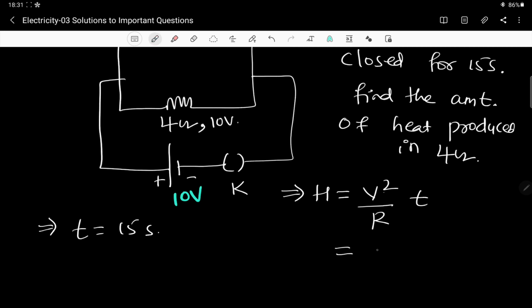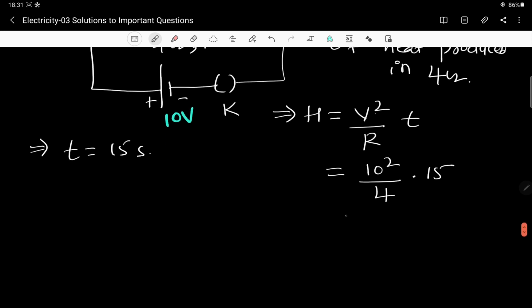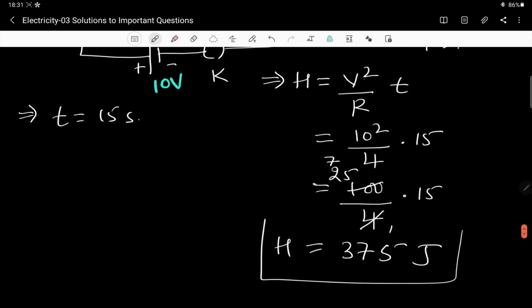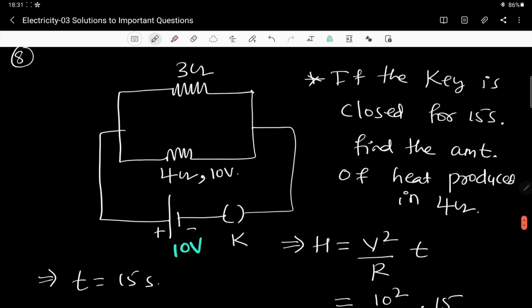Now how to do this? V is 10, so it becomes 10 square, divided by R which is 4, and into 15. 10 square is 100, 100 divided by 4 is 25. So 25 into 15: 15 fives are 75, 7 is the carry, 15 twos are 30, 37. So 375 joule of heat is produced.